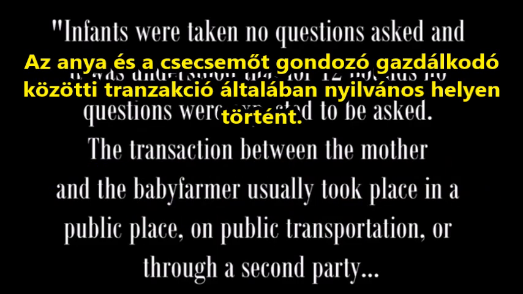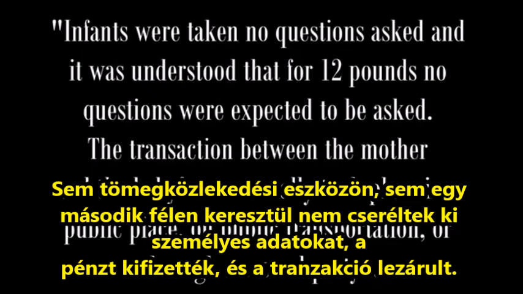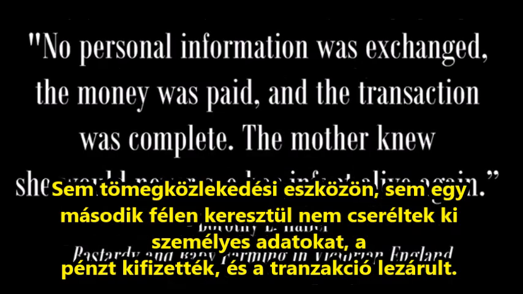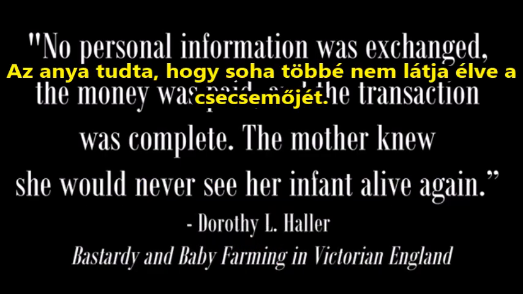The transaction between the mother and the baby farmer usually took place in a public place, on public transportation, or through a second party. No personal information was exchanged. The money was paid, and the transaction was complete. The mother knew she would never see her infant alive again.